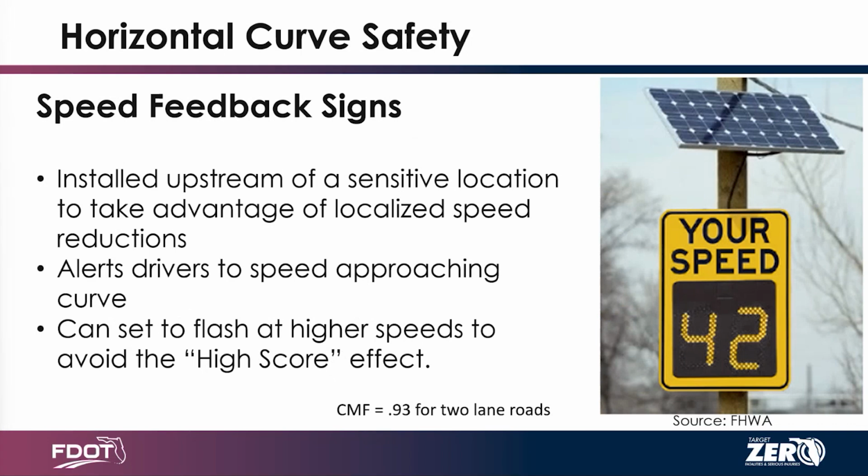Another thing to do is to help with controlling speed as people enter your horizontal curves, and speed feedback signs are one of those countermeasures. It can be installed upstream of that sensitive location to help with speed reductions, and it also helps alert drivers that there is something happening as they're approaching a curve. You can also set that speed feedback sign on flashing to avoid the high score effect, where people stop paying attention to those speed feedback signs. But it does have a crash reduction of 7% for 2-lane roads.